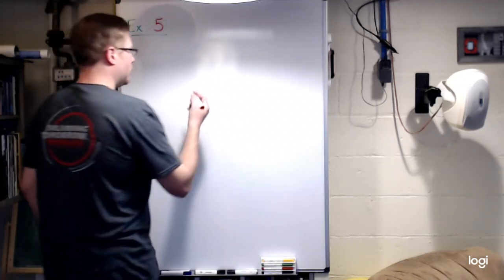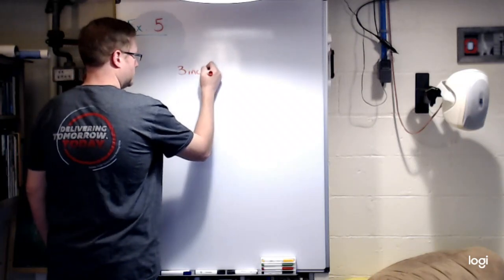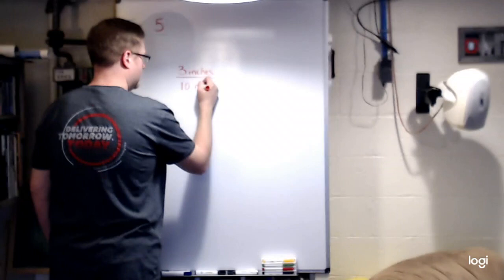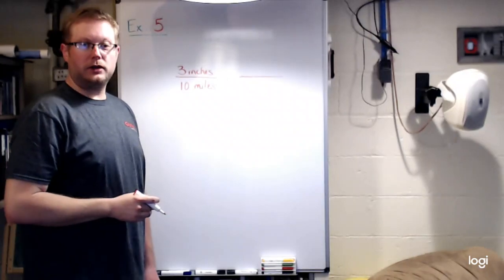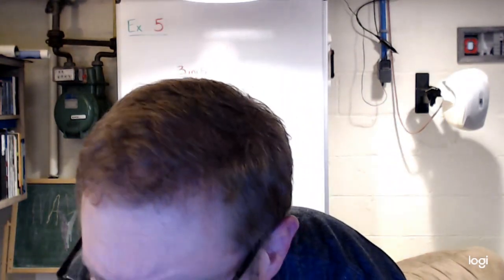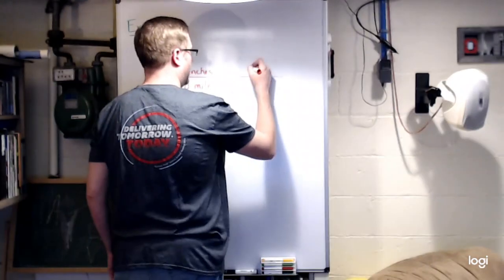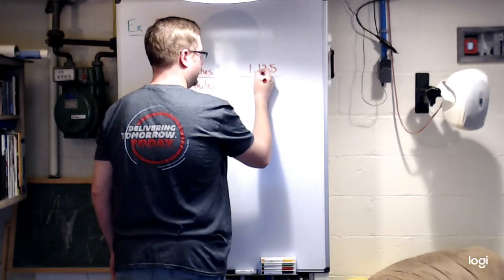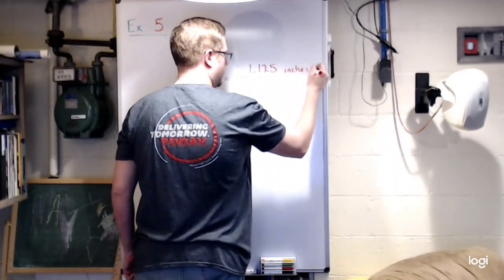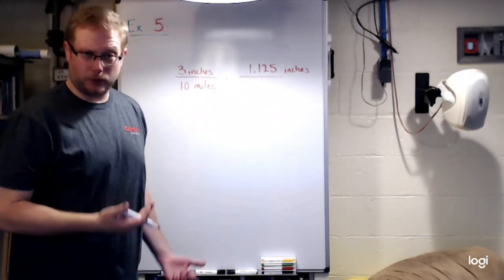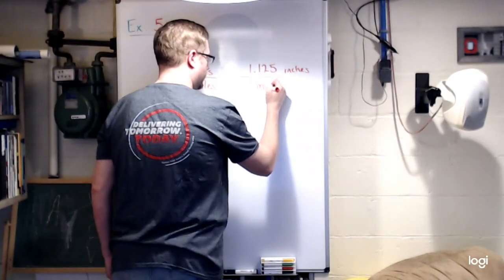So 3 inches is equal to 10 miles. And then it says, what is 1 1/8 inches? So what is 1/8? 1 divided by 8 is 0.125. So 1 1/8 is 1.125. I just converted it to a decimal in this case. It's a little bit easier. So that's 1.125 inches. And they want to know, what is that equal to in the real world? We don't know how many miles it is, so we'll just say m miles.